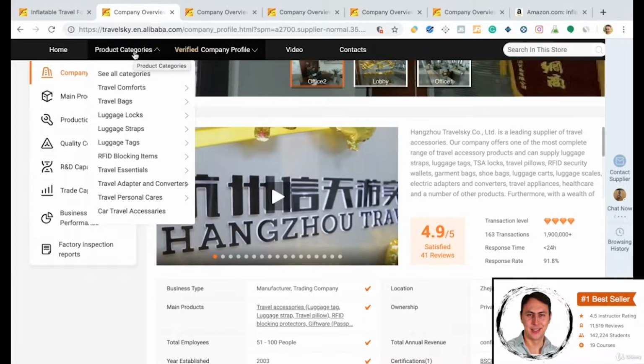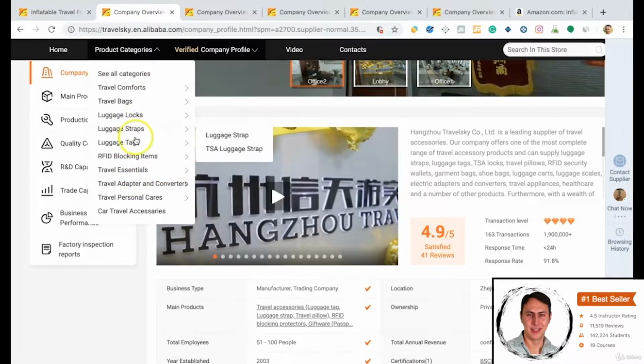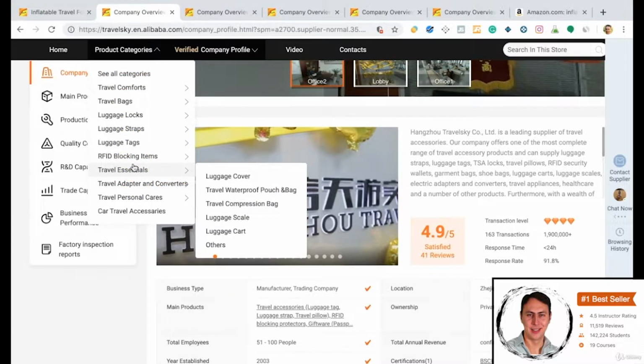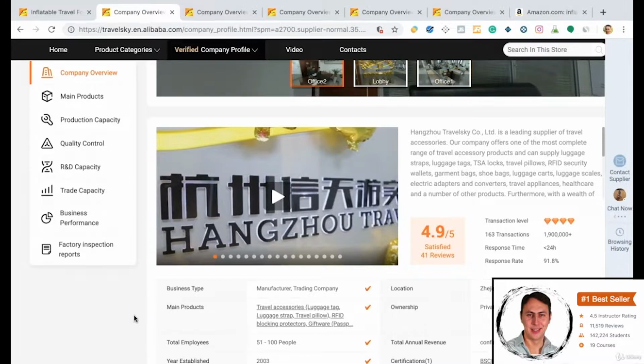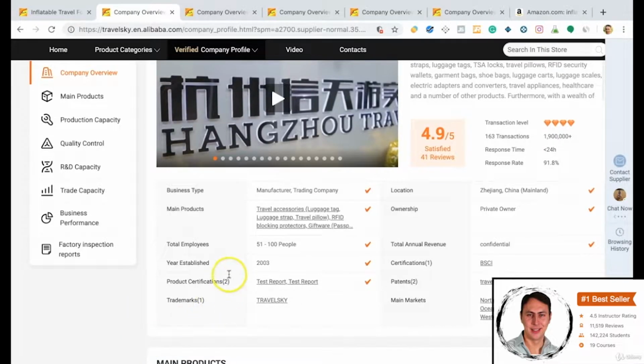Even if it is a trading company, it must contain similar products to what we need in the product category. For example, they have travel products. They shouldn't have wooden furniture products or toys in the product category. If they have a wide variety of products, they may not be focused on the products we need. Let's continue. They have written down the main product already.